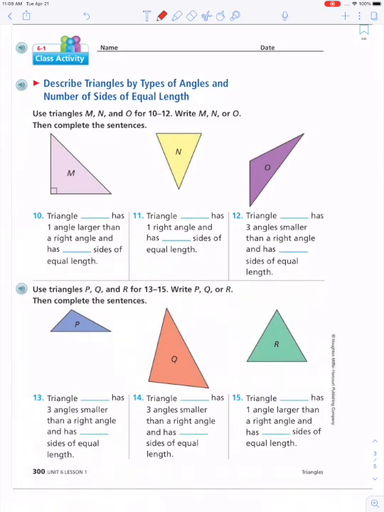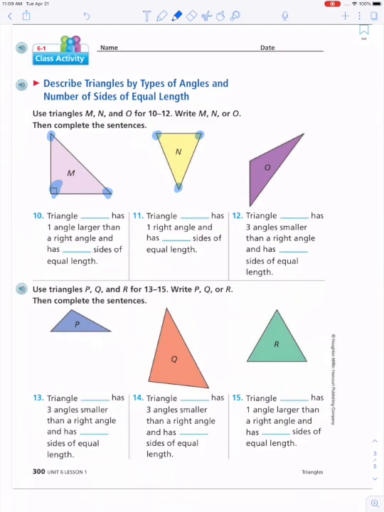So we're looking for a triangle that has an angle bigger than a right angle. So let's take a look at M. If I look at this angle right here, we know that's a 90, right? Right angle. This looks like an acute angle, and this one looks like an acute angle as well. Okay, so M does not have an angle bigger than a right angle. So let's look at N. We have this angle here, looks like an acute angle. This angle here looks like an acute angle, and this angle here looks like an acute angle. Okay, so it can't be triangle N. So that must mean it's O.